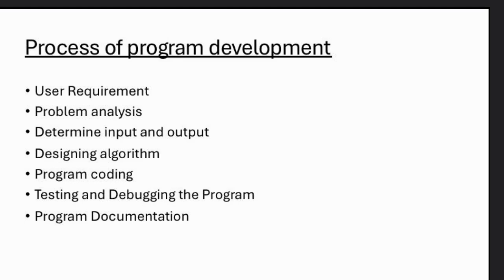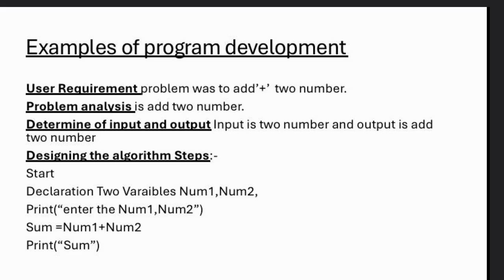Process of program development: user requirement, problem analysis, determine output and input, designing the algorithm, program coding, testing and debugging the program, program documentation. These are the steps every software developer follows. Let me explain one example of the process of program development.